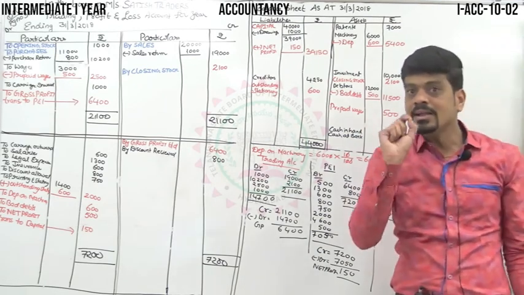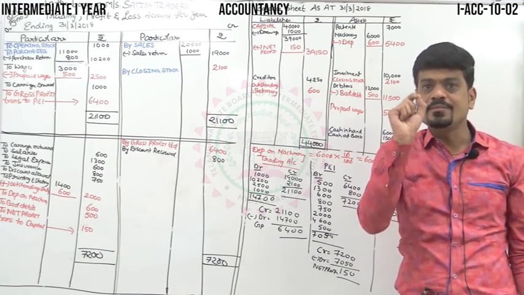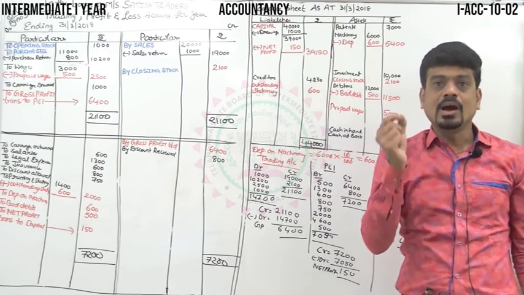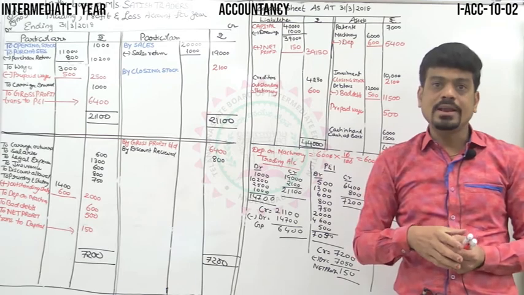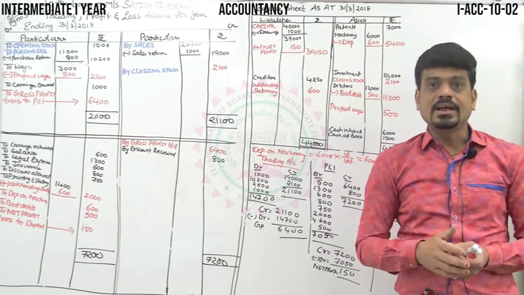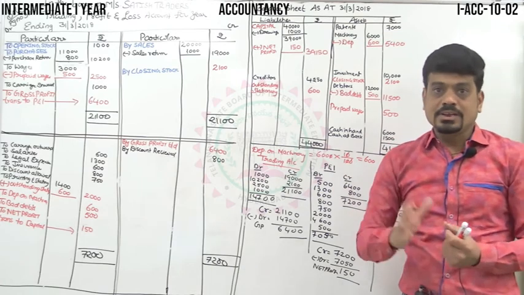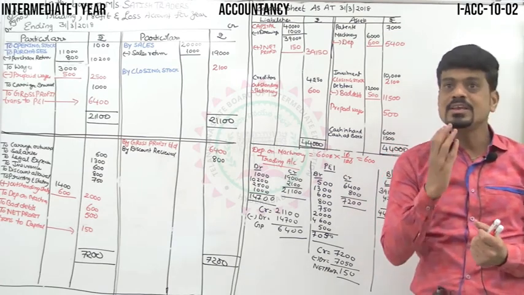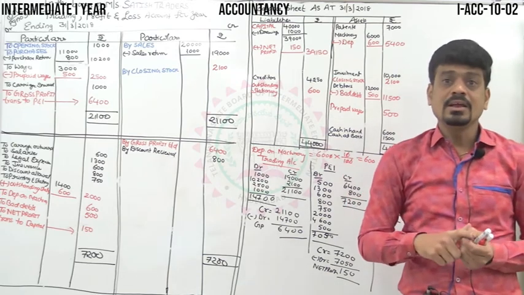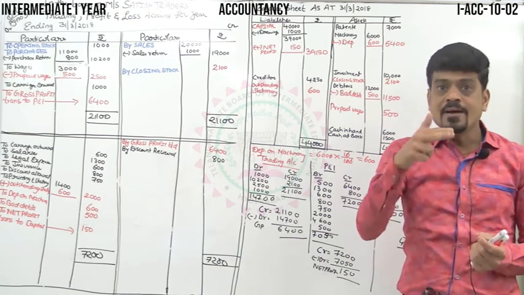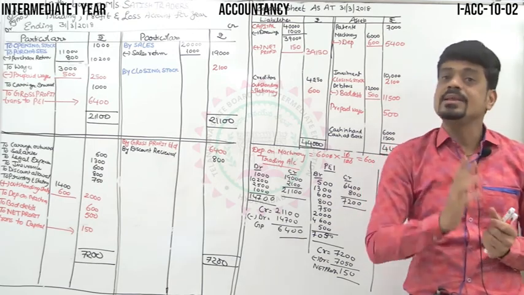Then mark the adjustment. With the pencil, you can mark the adjustment wherever you find it. Outstanding salaries, go and mark on salaries. Prepaid rent, mark on rent. Bad debts, mark on debtors. Like that, mark the adjustment. Then start posting. When you post, if you see an item is having an adjustment, you take that in the inner column. And after that item, when you are supposed to post the next item, leave 2 lines gap.